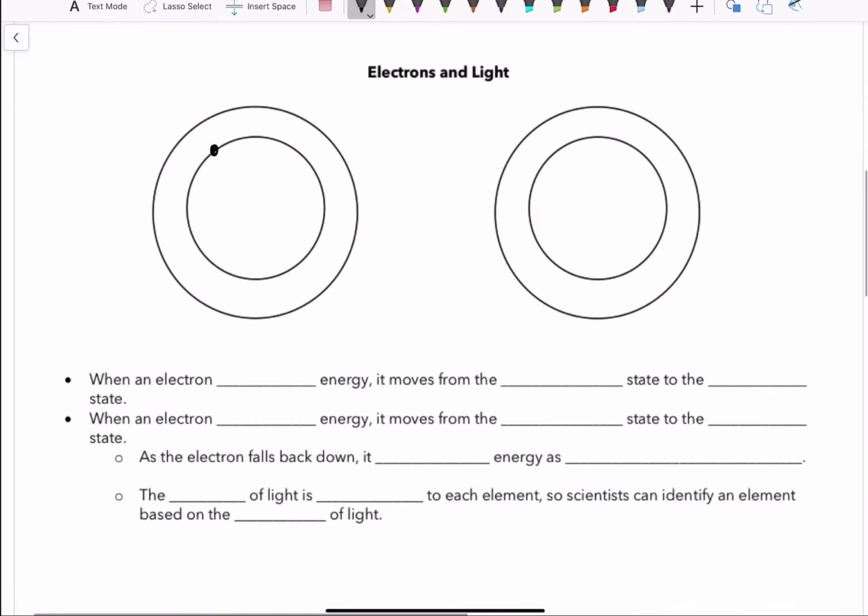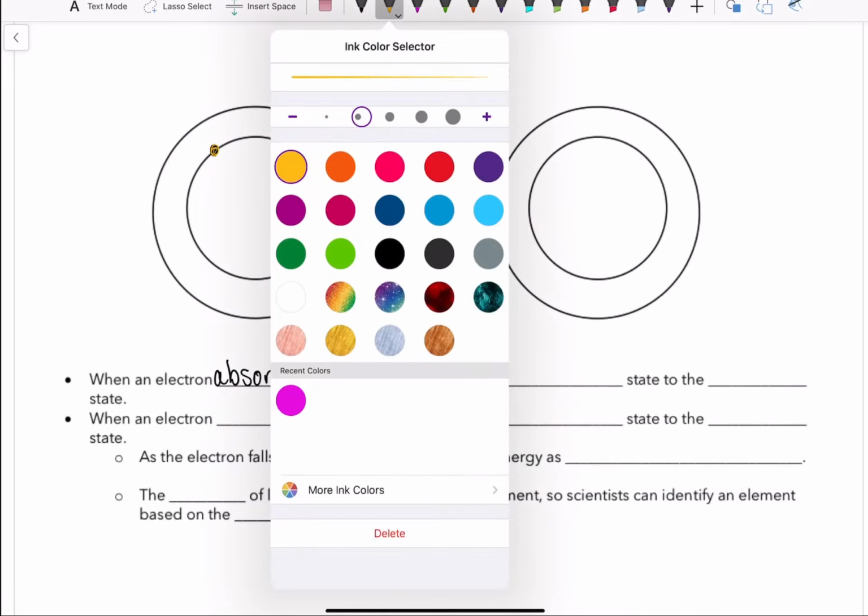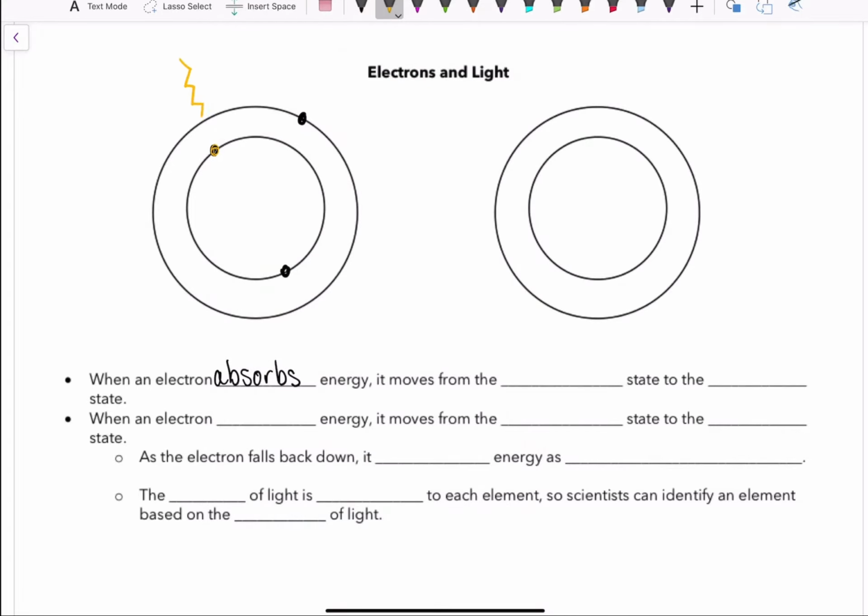Let's say it has 3 electrons on it, and we're going to look at what happens to those electrons when they get rid of energy. So let's say we have an electron here. We will randomly select this electron. We want to know, when that electron absorbs energy, what is going to happen? So if we have this electron that we've chosen and it absorbs energy, we're going to draw a lightning bolt for it to absorb some energy.